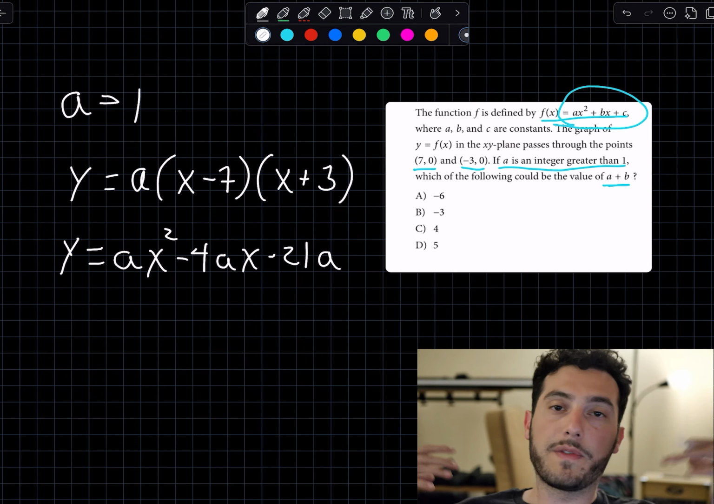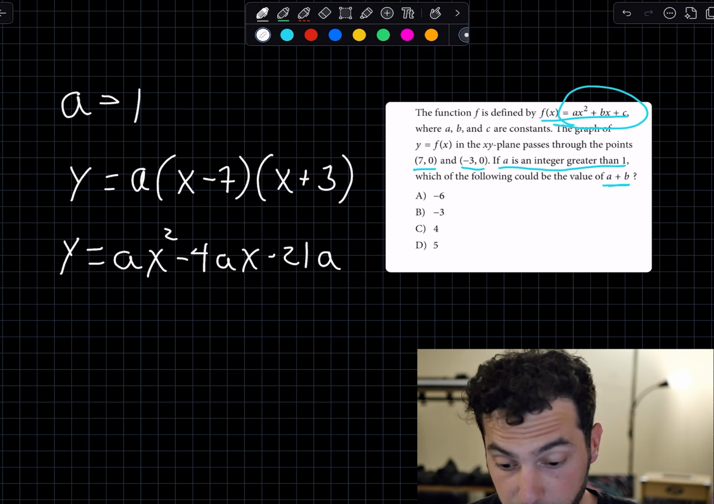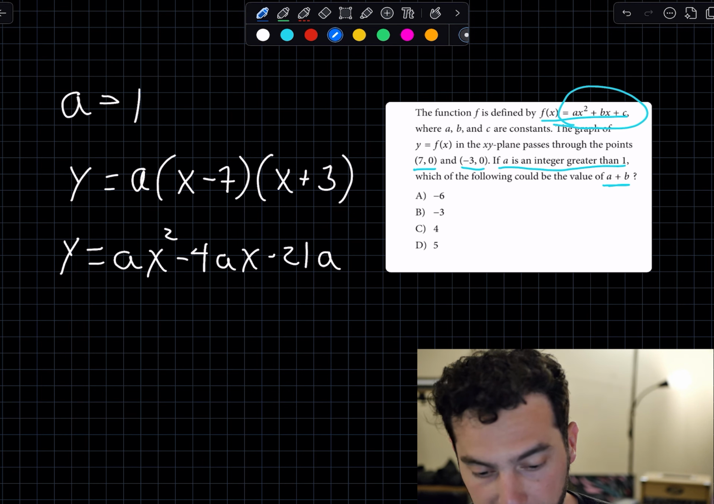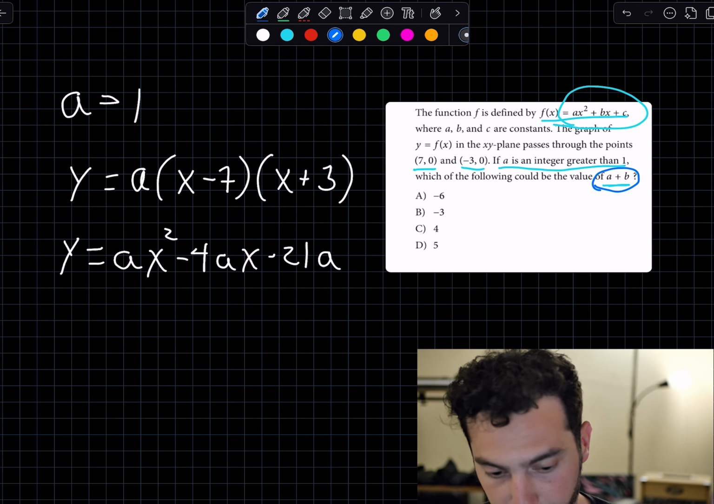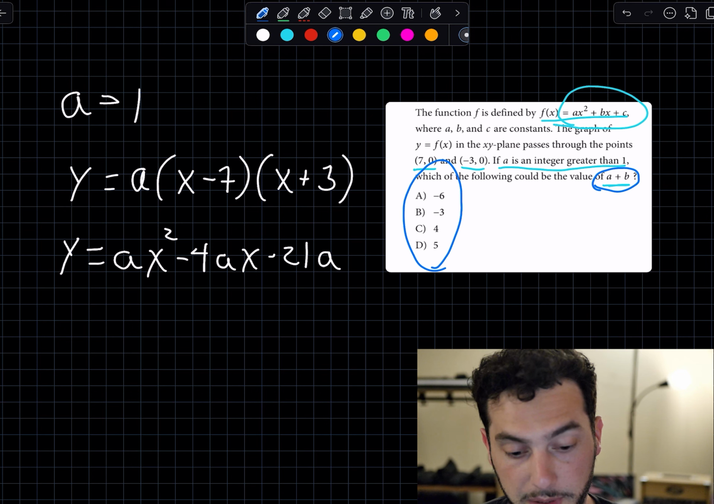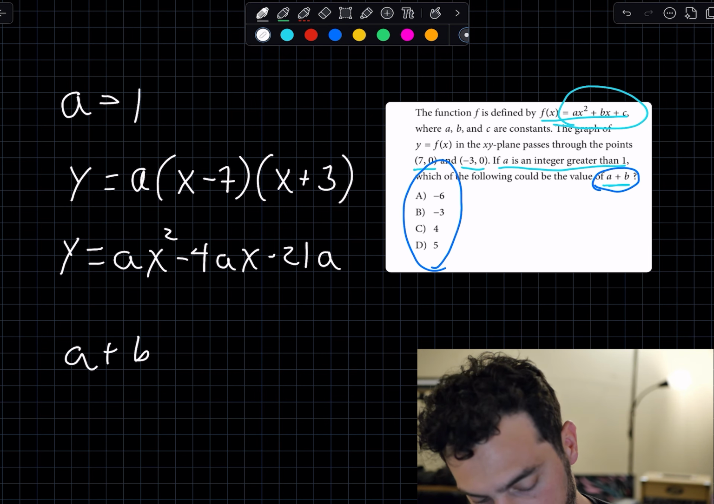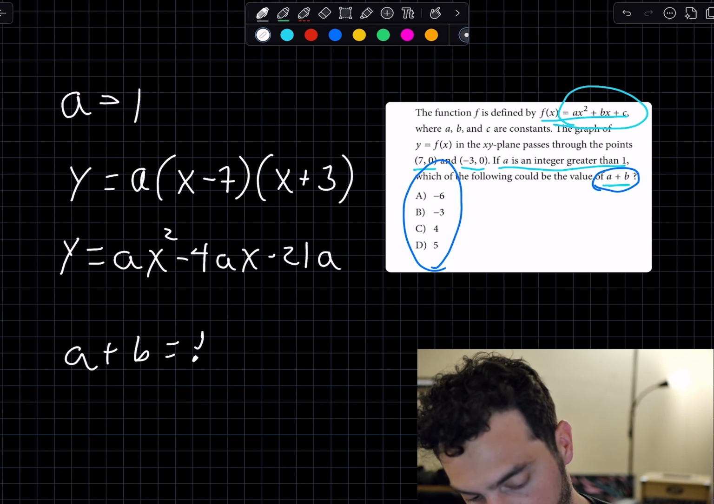So we've done a bunch of work already. What is this problem actually looking for? This problem wants to know the value of a plus b. So ultimately, these values right here are going to be possible values for a plus b. So let's go ahead and write that down. a plus b equals what? Equals question mark. We don't know yet.